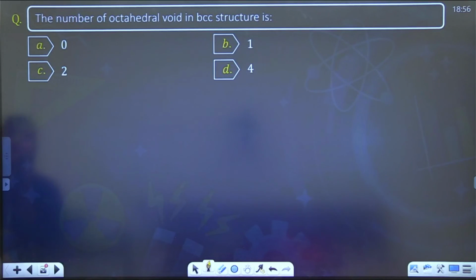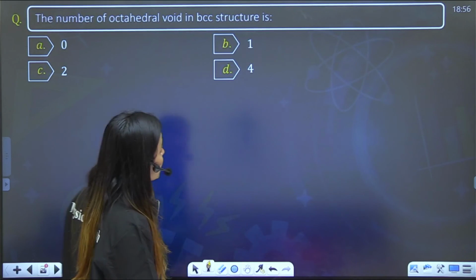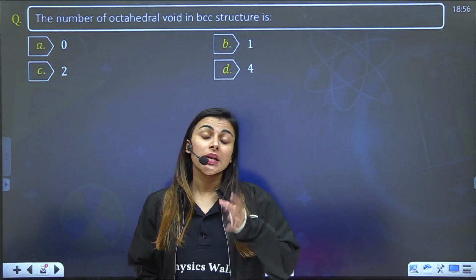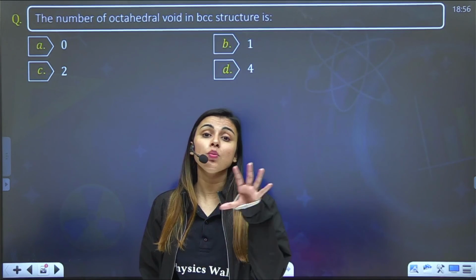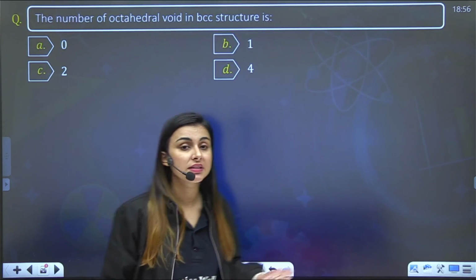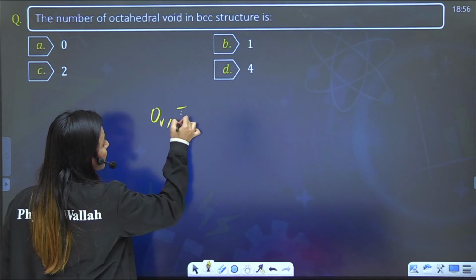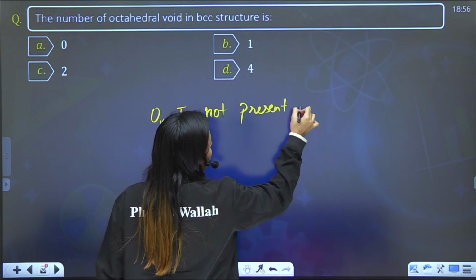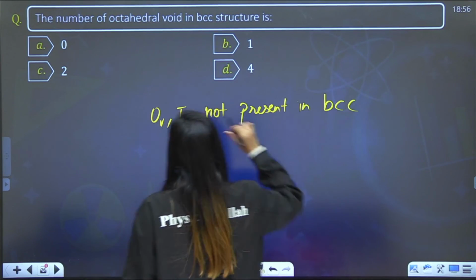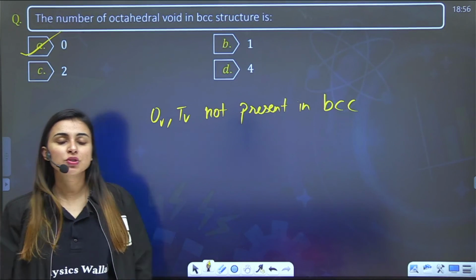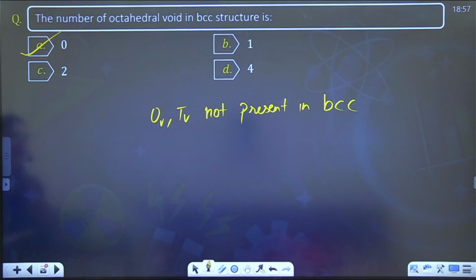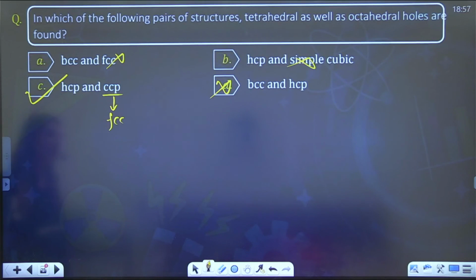Next is: the number of octahedral voids in the BCC structure is. You'll have to tell how many octahedral voids are present in BCC. Now, my dear students, I told you that octahedral voids and tetrahedral voids are not present in BCC. So the answer would be 0. So option A will be your correct answer. Perfect. Amazing, my dear students. You can write this down as well.